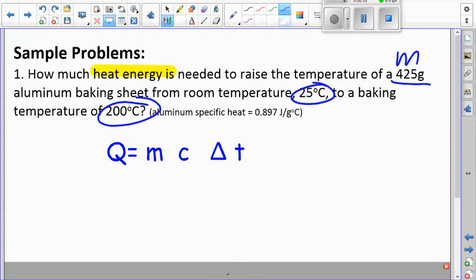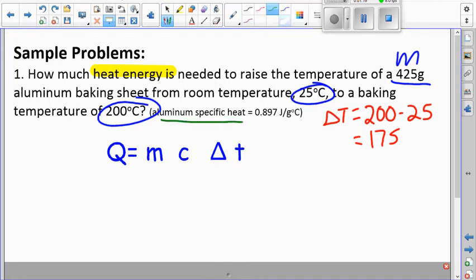So our delta T, I'll write that in a different color here, is the difference between your temperatures. You're always going to take the bigger one and subtract the smaller one, so we want this to be positive. So that's going to be 175. That's what we're going to plug in for our delta T. And then we're also given this number right here. Our specific heat capacity is 0.897 joules per gram degrees Celsius. So that is our C value.